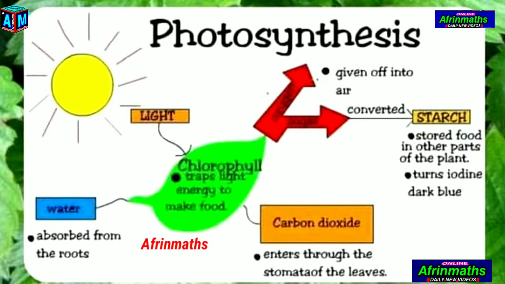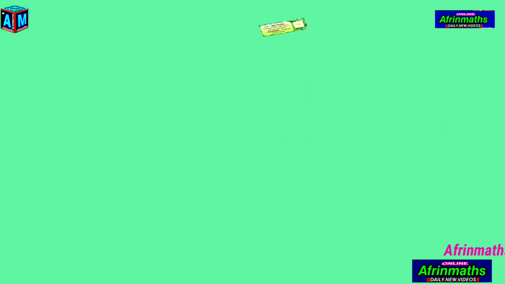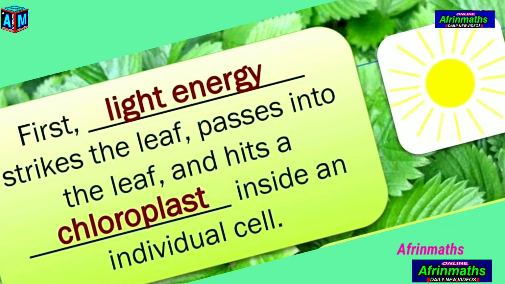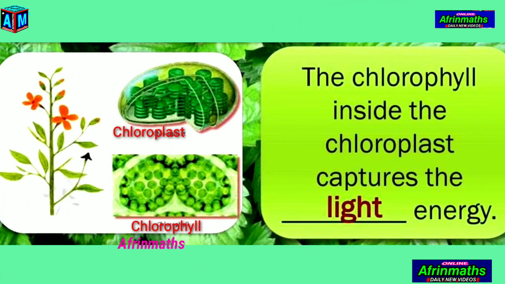Here we can see different activities taking place during photosynthesis. Chlorophyll absorbs light from the sun and carbon dioxide from the atmosphere and prepares food for the plant, and oxygen is released in the atmosphere. Or we can say that first, light energy strikes the leaf, passes into the leaf and hits a chloroplast inside an individual cell. And the chlorophyll inside the chloroplast captures the light energy.